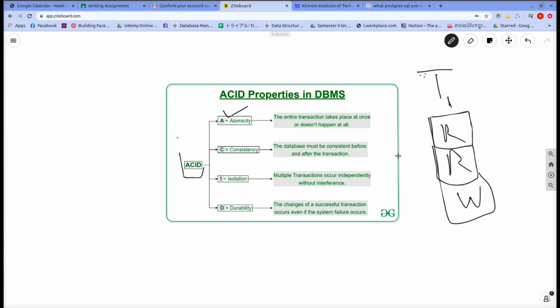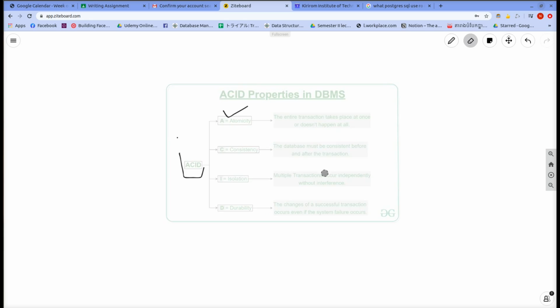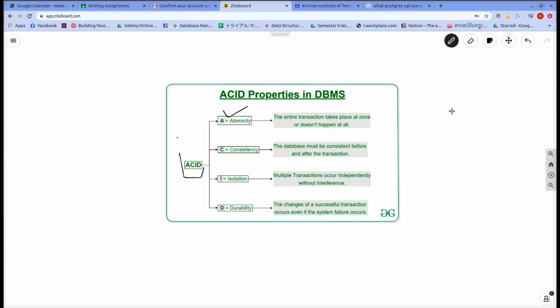Okay, now let's get into consistency. Consistency means the database must be consistent before and after the transaction. What do I mean by this? Normally in our database, there may be some attribute or column that is derived from another attribute.